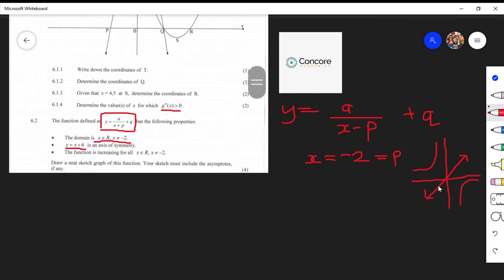Because this is the only way to reflect it. If it's got a negative gradient axis of symmetry, so if the axis of symmetry is like this, the function will look like this. Okay. So now, because this one has got a positive gradient function, the hyperbola is in the second quadrant and the fourth quadrant.